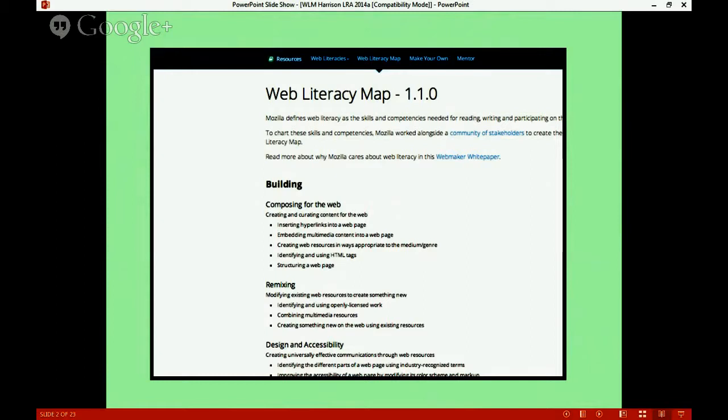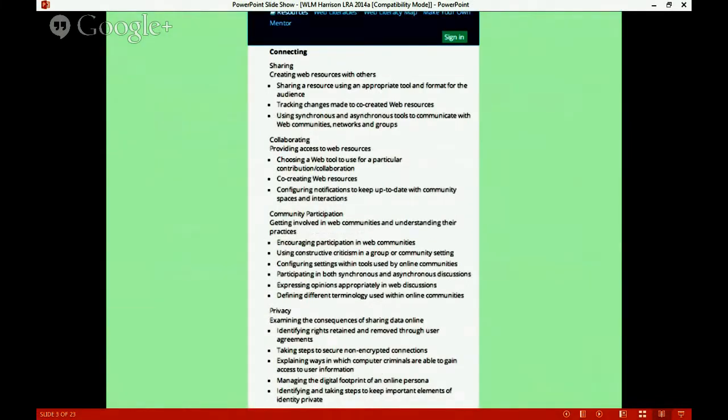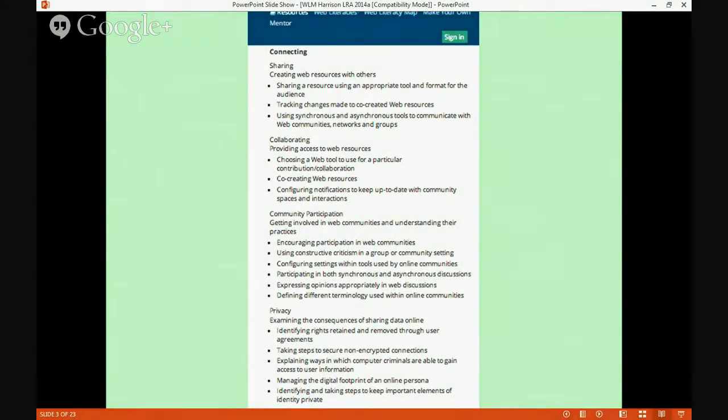On the next slide, you can see something of a subset of those skills, a very important subset, the importance of connecting, sharing, collaborating, of community participation, and of privacy. And those are areas, of course, that in schools we give a tremendous amount of attention to. But I want to go a little bit further than that in saying, not just what are the skills, but how do we understand what the internet is doing for us and to us.